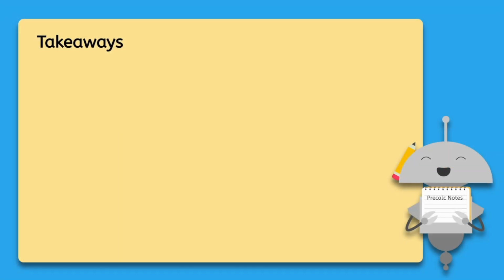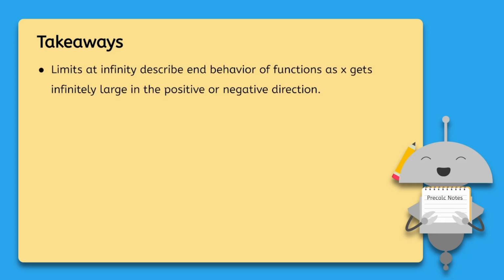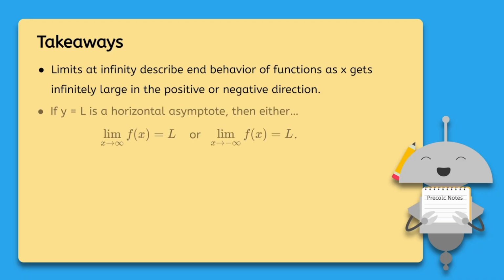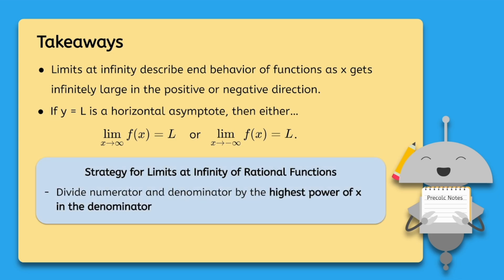Today we learned a lot about limits at infinity, which are limits that describe the end behavior of functions as x gets infinitely large in the positive or negative direction. We used these limits to formally define horizontal asymptotes and learned a very useful strategy to find limits at infinity of rational functions, which involves dividing numerator and denominator by the highest power of x in the denominator.